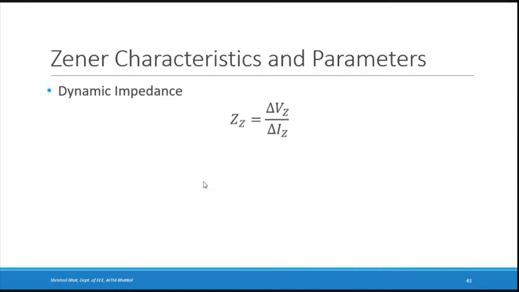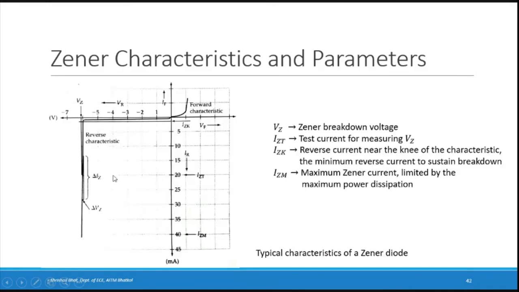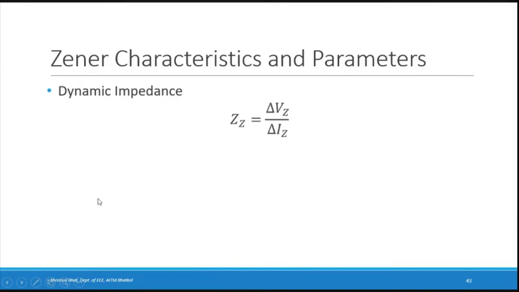And the dynamic impedance, we indicate by Z. The subscript Z indicates it is Zener impedance: Z for impedance, subscript Z for Zener. That is the change in the voltage divided by the change in the current. We take some test current, and for that, find the change in the voltage and the change in the current. That will be very, very low, because the change in the voltage will be very low in a Zener diode. It's almost constant, so the dynamic impedance will be very small, near 0.